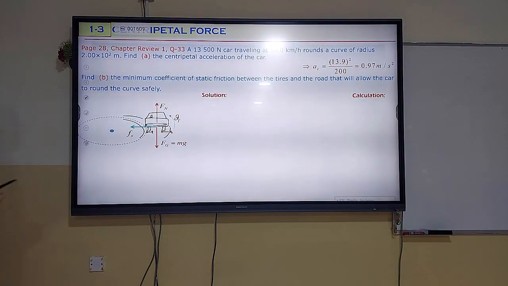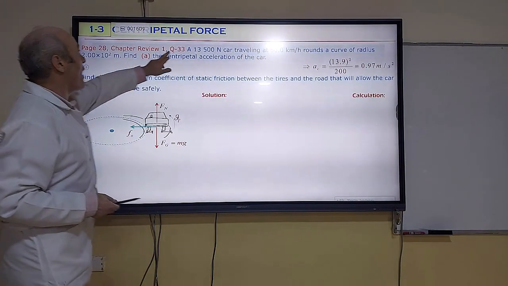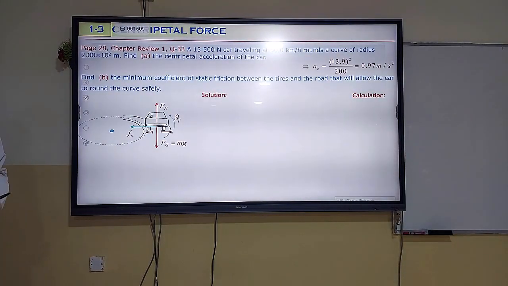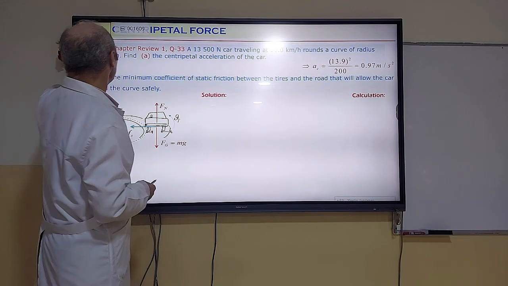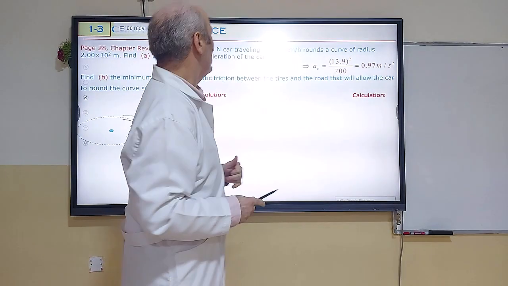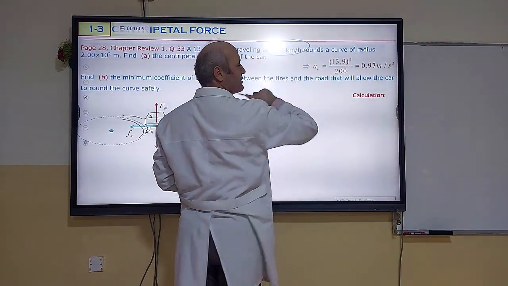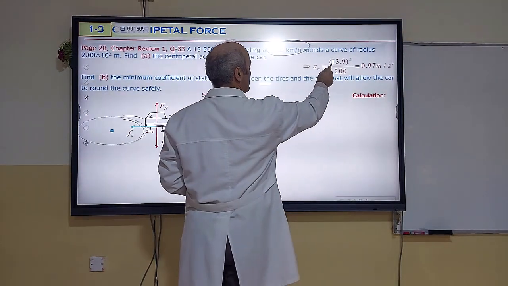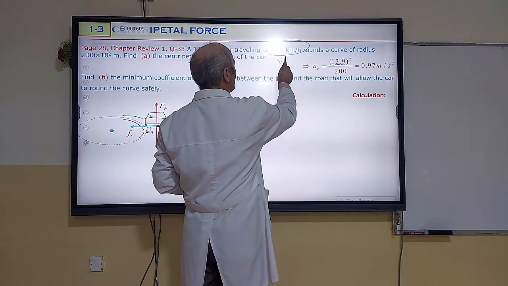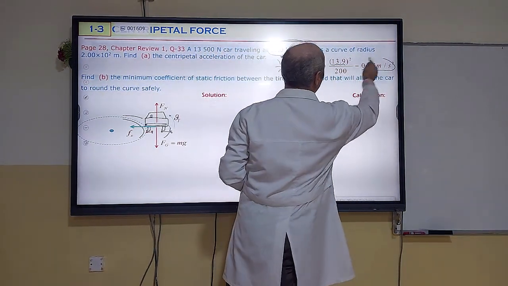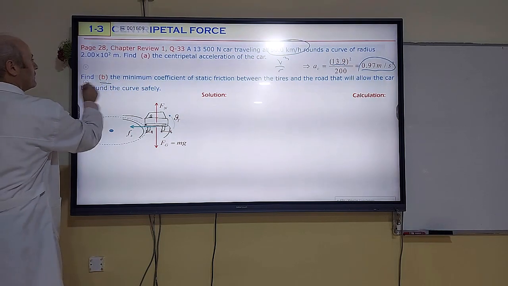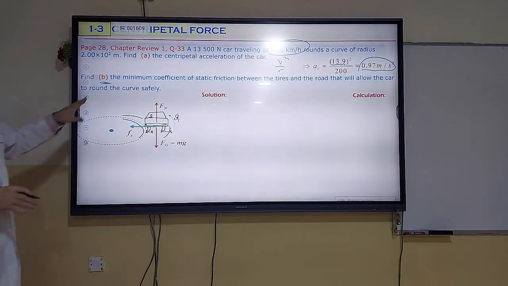One of the chapter questions: a 13,500 Newton car traveling at 50 km per hour rounds a curve of radius 200 meters. Find the centripetal acceleration of the car. This is section 2. We should convert kilometer per hour to meter per second, and after that, you are going to use v square over r, and you will find ac. This is section 2. But our concern is now part B.